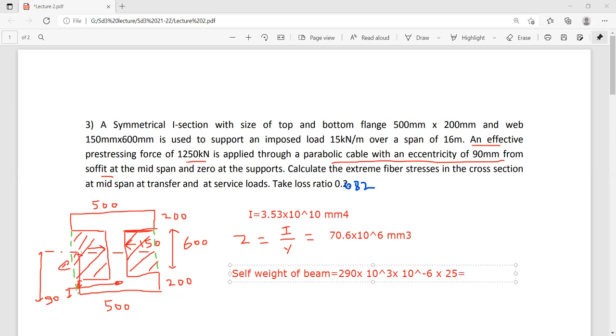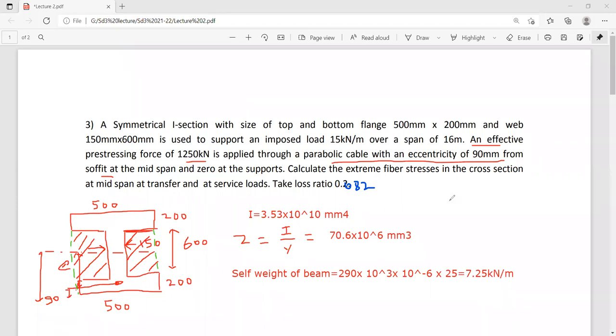Tell me how much the self weight of the beam is. 290 into 10 raised to 3 into 10 raised to minus 6 into 25. How much? 7.25 kilonewton per meter. This is the self weight of the beam. Did everyone get the same answer? Correct? Student: Yes, sir.